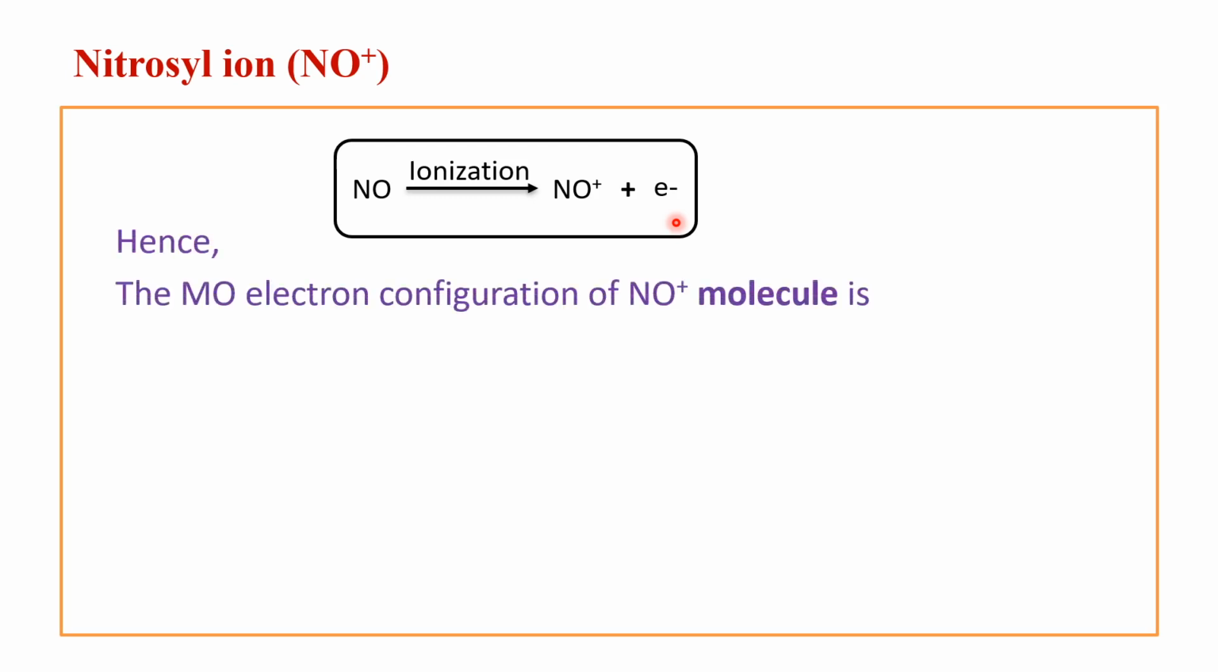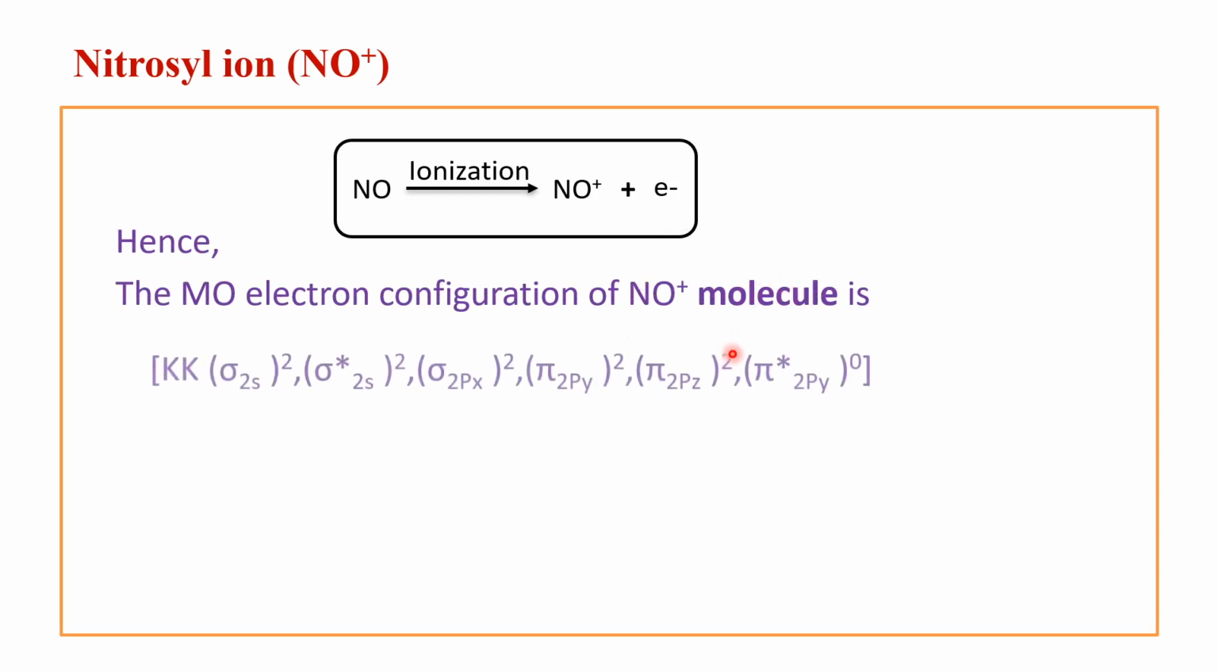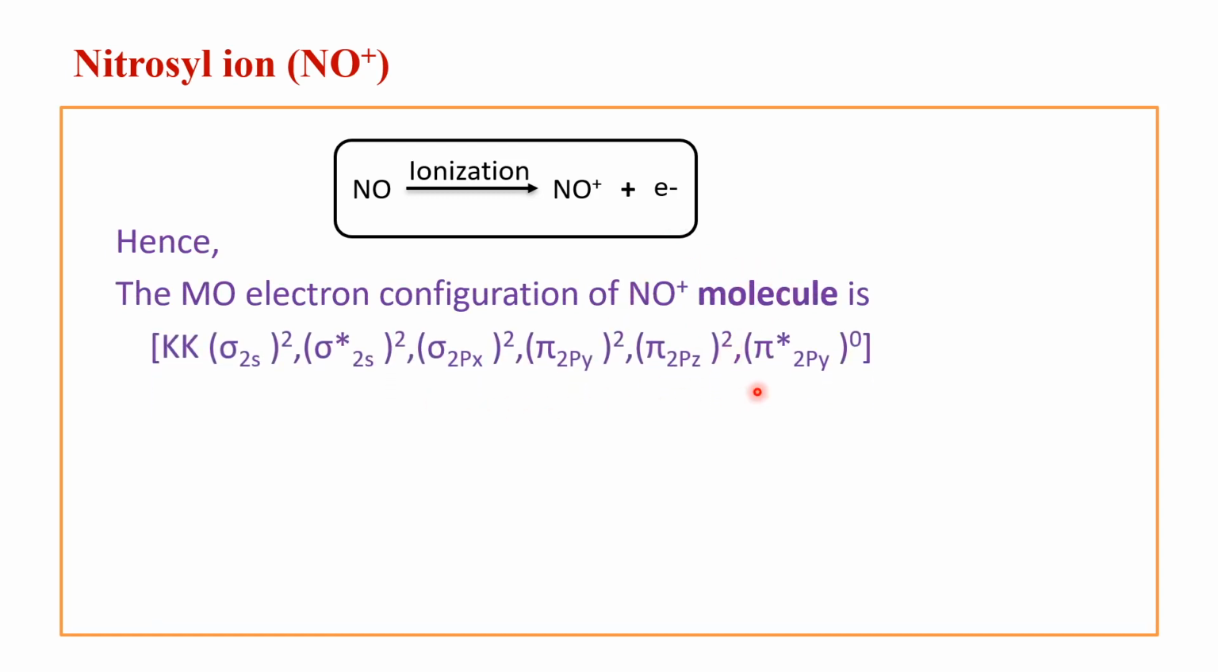Thus, the MO electron configuration of the NO plus ion is, we just have to remove the one electron. So it becomes KK sigma 2s2 sigma asterisk 2s2 sigma 2px2 pi 2py2 pi 2pz2. This is just similar to the NO molecule, only the last electron from the pi asterisk 2py is eliminated. So it becomes pi asterisk 2py 0. So this is the electron configuration of the NO plus ion.